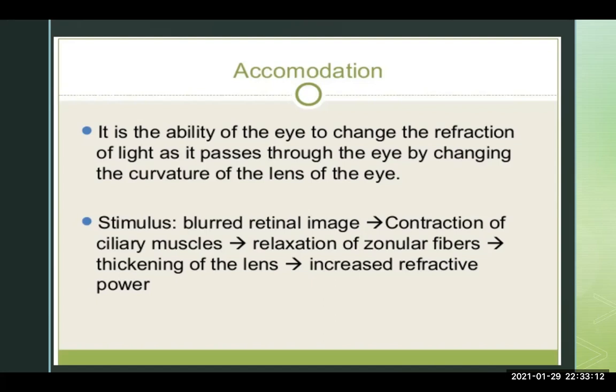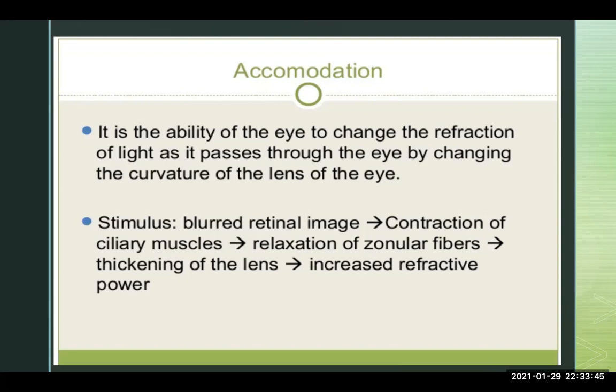events. So the accommodation enables the eye to change the refraction, the state of refraction of this eye, trying to bring the focus sharply onto the retina and correct this blurring. Stimulus blurred retinal image, as I said, contraction of the ciliary muscles, relaxation of the zonular fibers, thickening of the lens, so leads to increased refractive power of the eye.